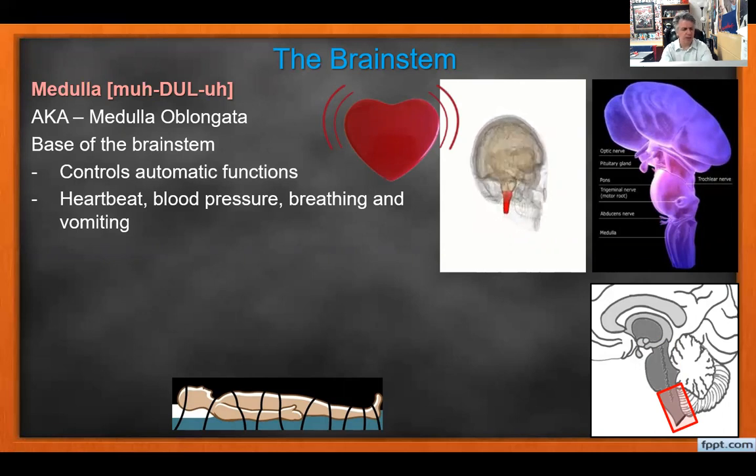So this is the automatic stuff. And again, it's stuff that I can't control. It has to happen through the autonomic nervous system, whether it's the parasympathetic or sympathetic, slowing it down or speeding it up. This is automatic stuff.